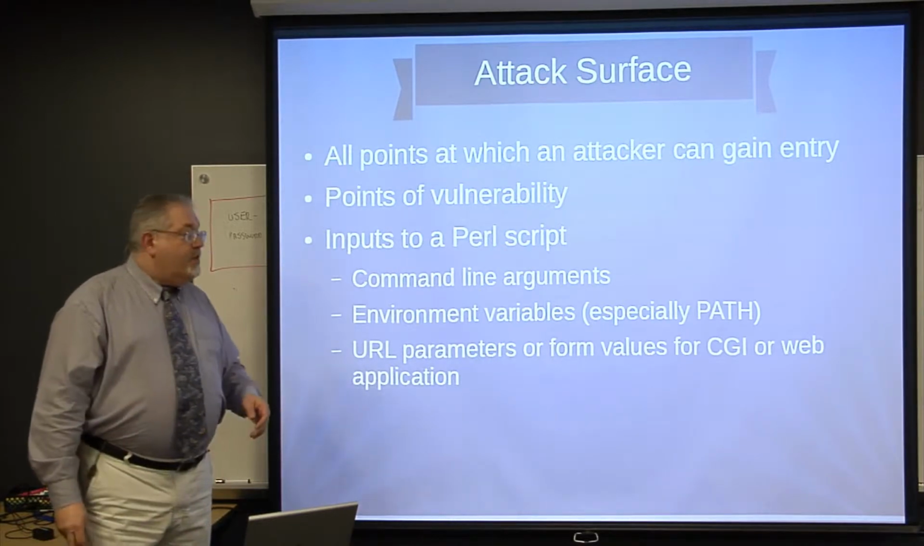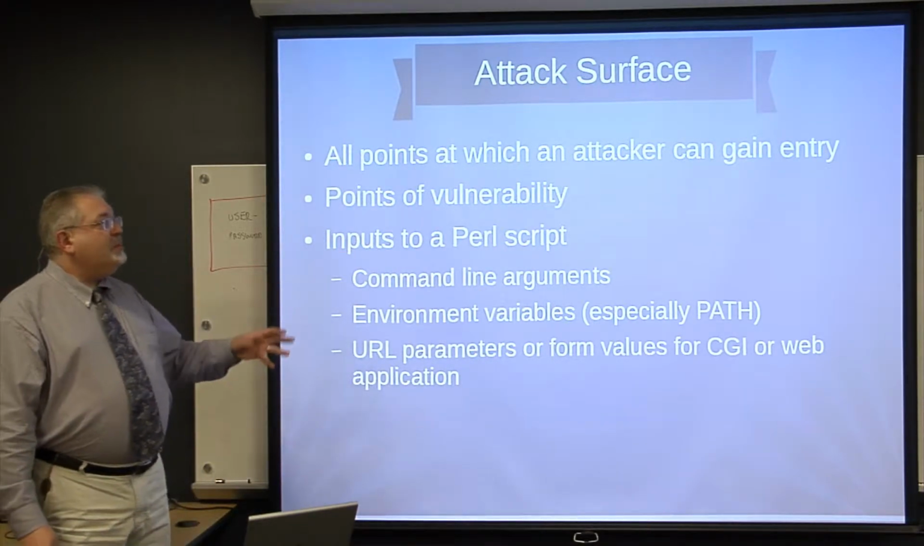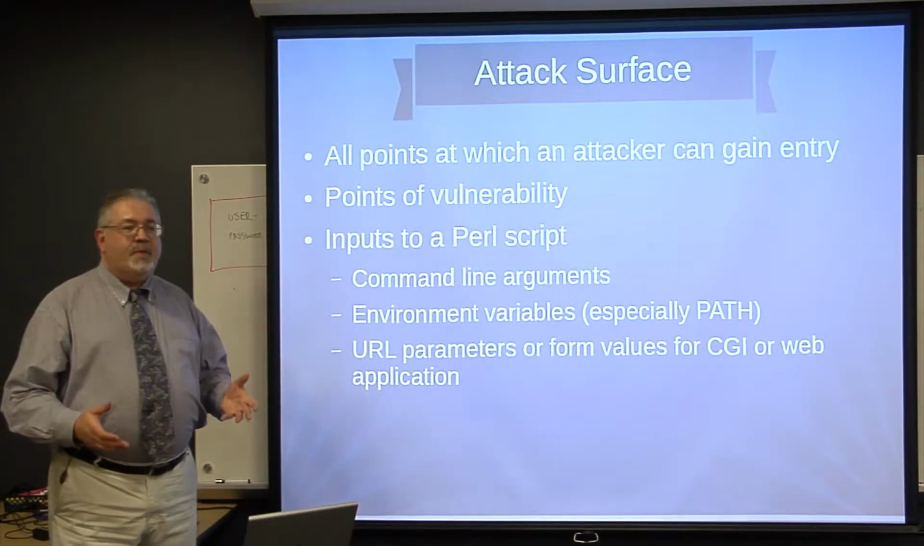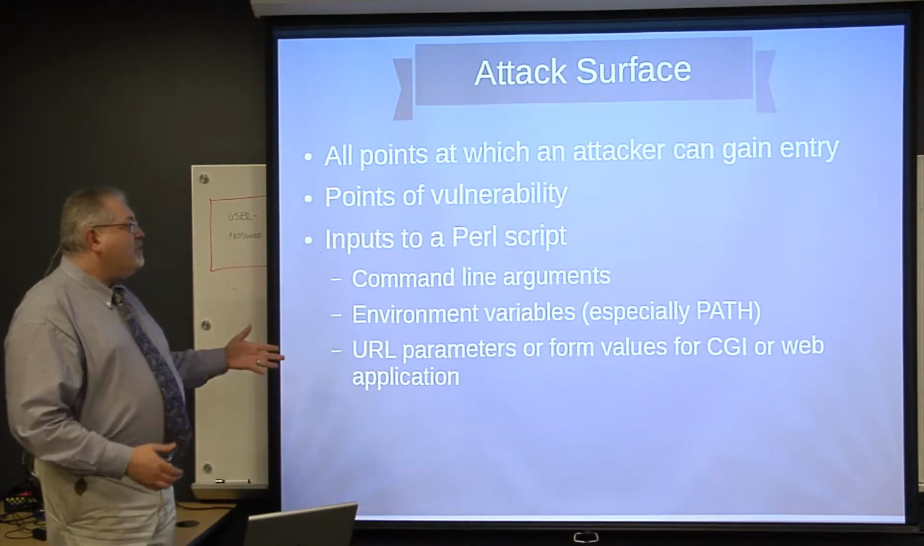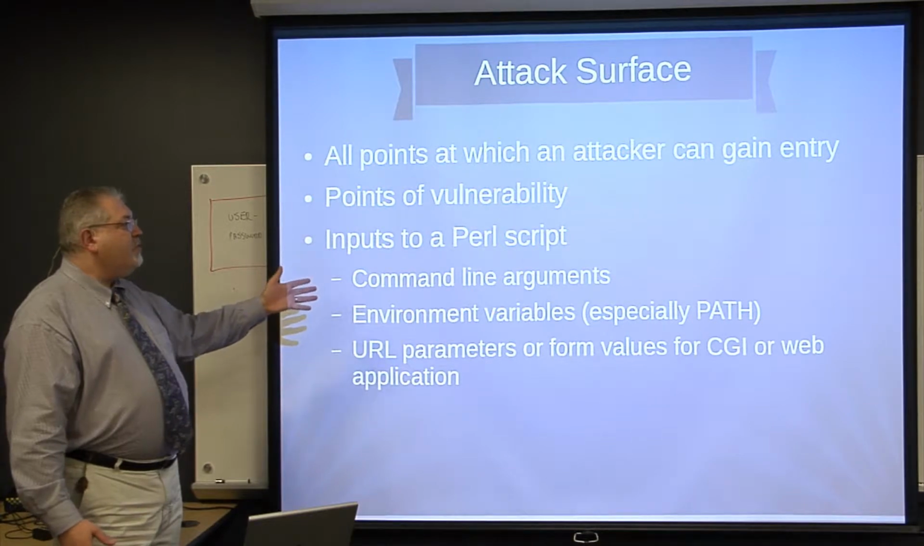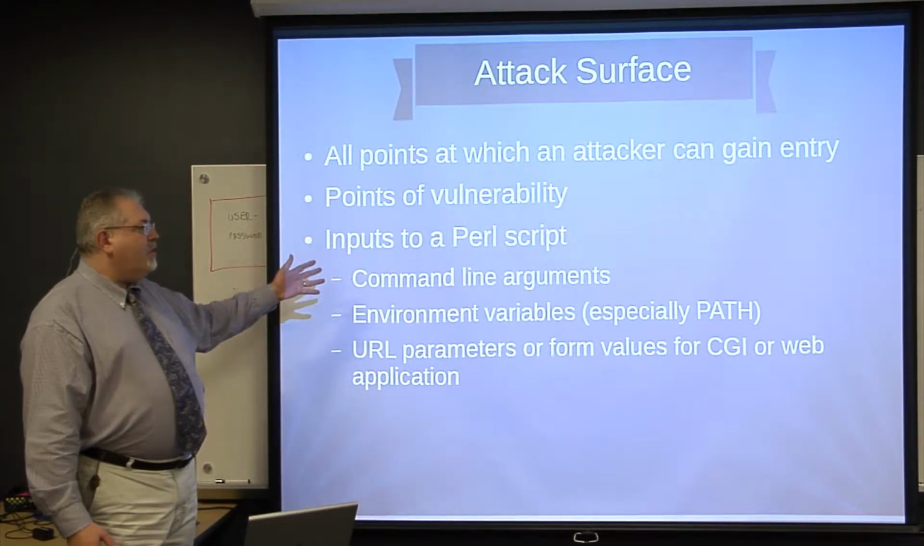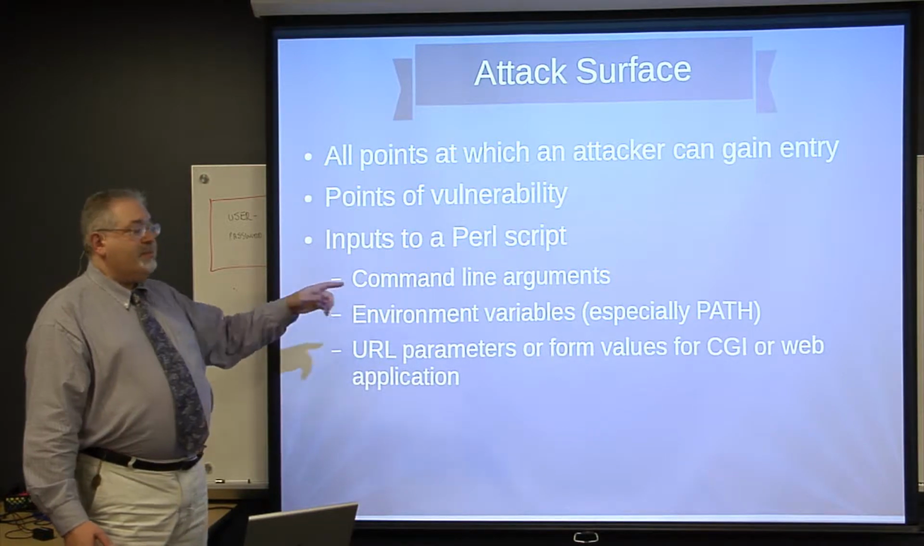So the attack surface is all points at which an attacker can gain entry, and these are basically the points of vulnerability. And so we talk about the inputs, and most inputs for a Perl script are going to be command line arguments, and then environment variables, especially the path.